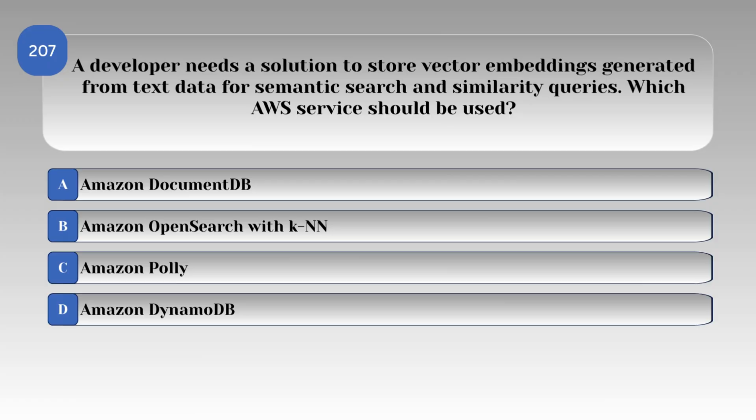A developer needs a solution to store vector embeddings generated from text data for semantic search and similarity queries. Which AWS service should be used?